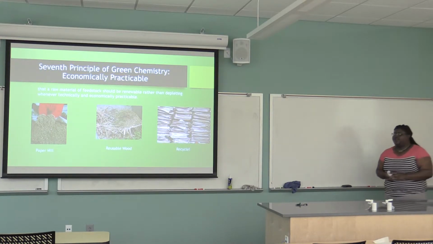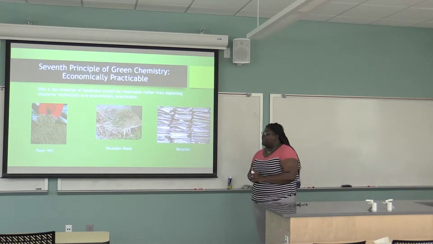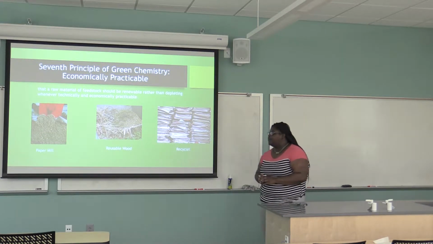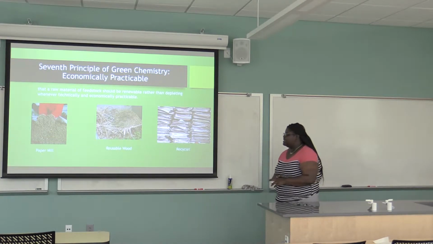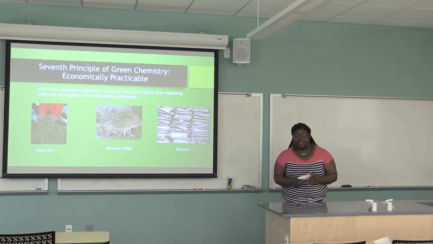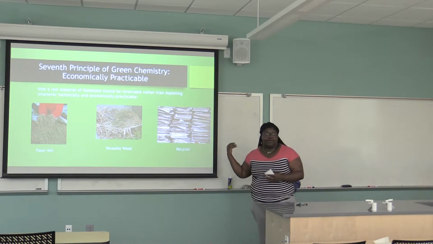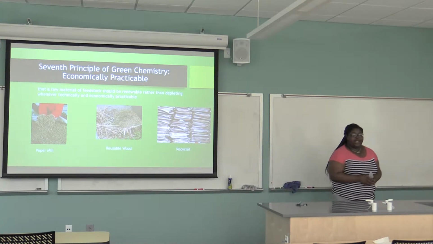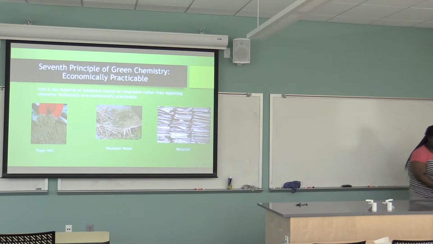The seventh principle of green chemistry will be economically practical, and raw material or feedstock should be renewable rather than depleting, which means we want to recycle. We want to use our material again if we can. That's why we have things like recycling paper or wood. We just want to recycle and use stuff as much as possible so it won't go to waste.